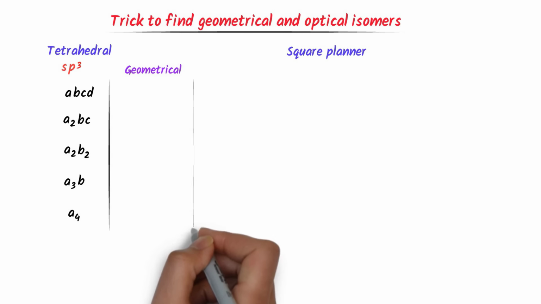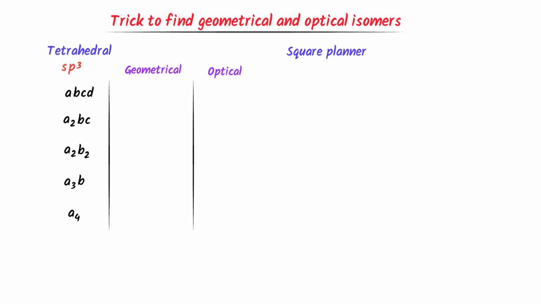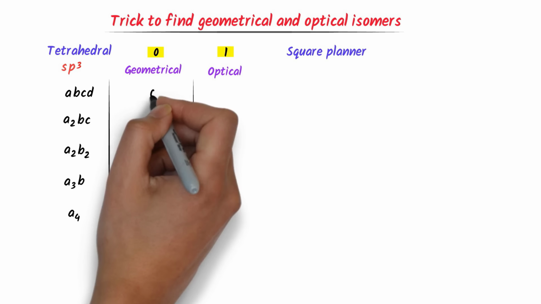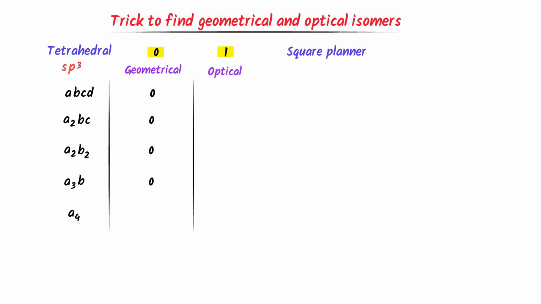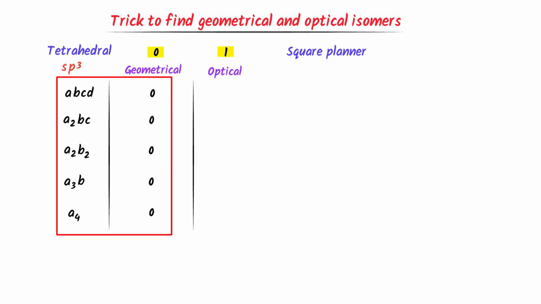Now we will find the geometrical and optical isomers of tetrahedral complexes. To find it, I always teach this cheat code. I write 0-1. This 0 means all the geometrical isomers are 0. Thus I write 0, 0, 0, 0 and 0. Thus tetrahedral complexes do not show geometrical isomerism.